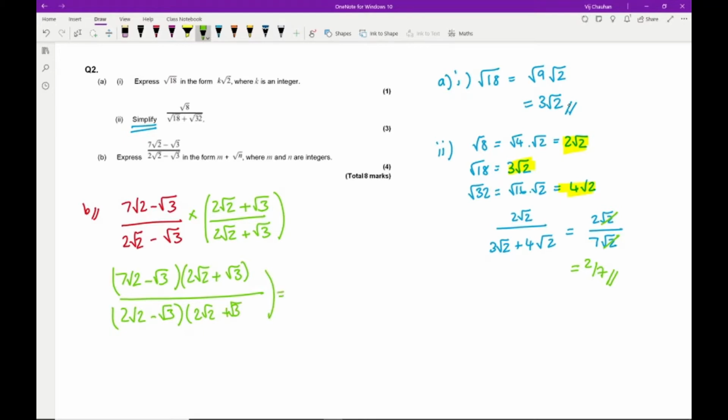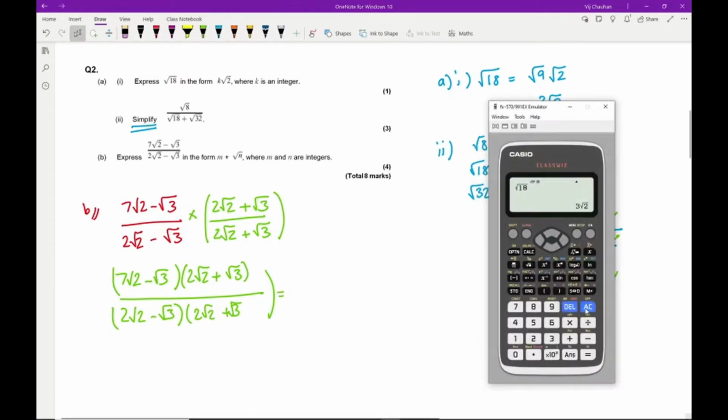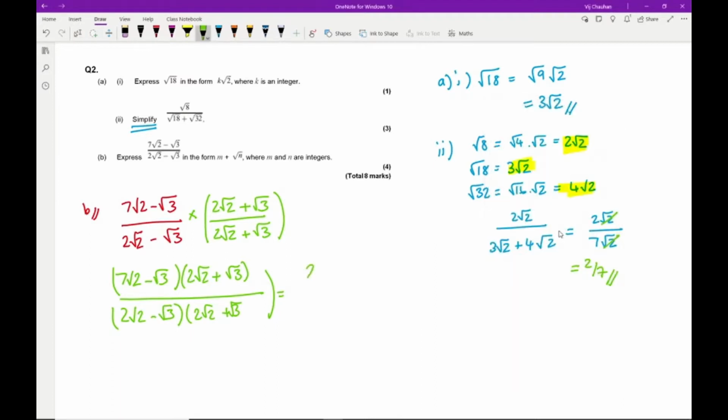So multiplying this all out, now let's just see if we can actually use our calculator to do this for us. So let's just work out the numerator. I've got 7 root 2 minus 3, or should I say root 3, press equals, and then we've got to multiply the answer times 2 root 2, scroll across, plus root 3, scroll across, close the bracket, press equals, and that comes up as 20.